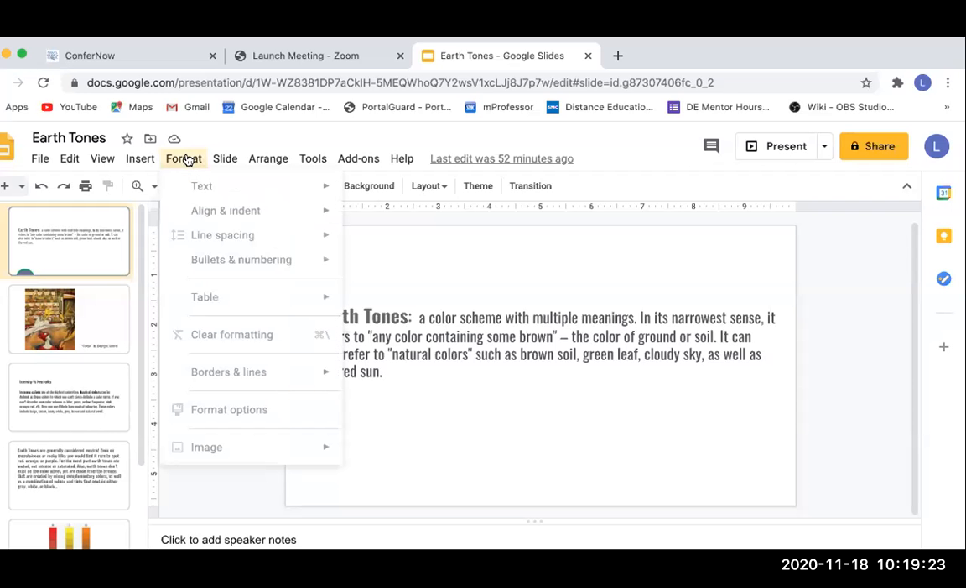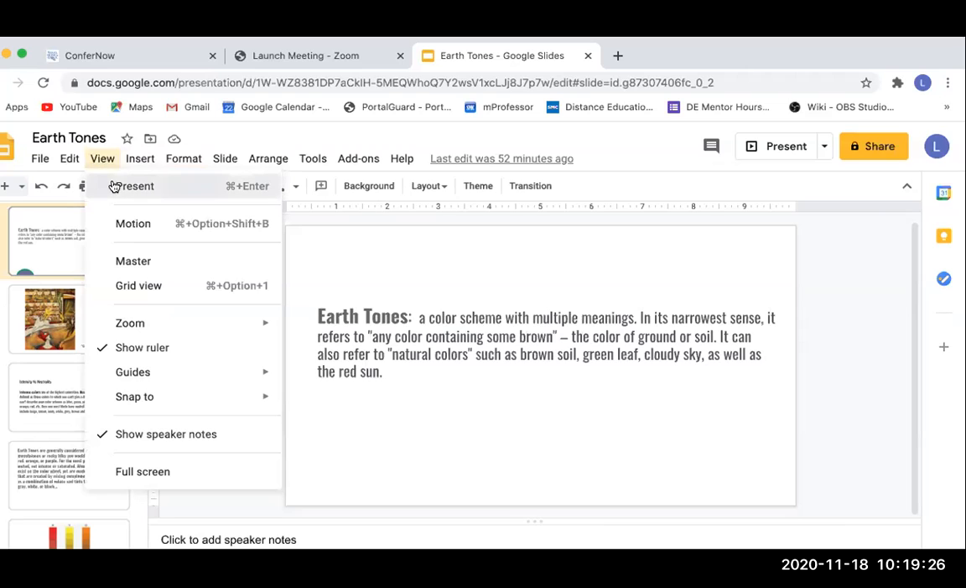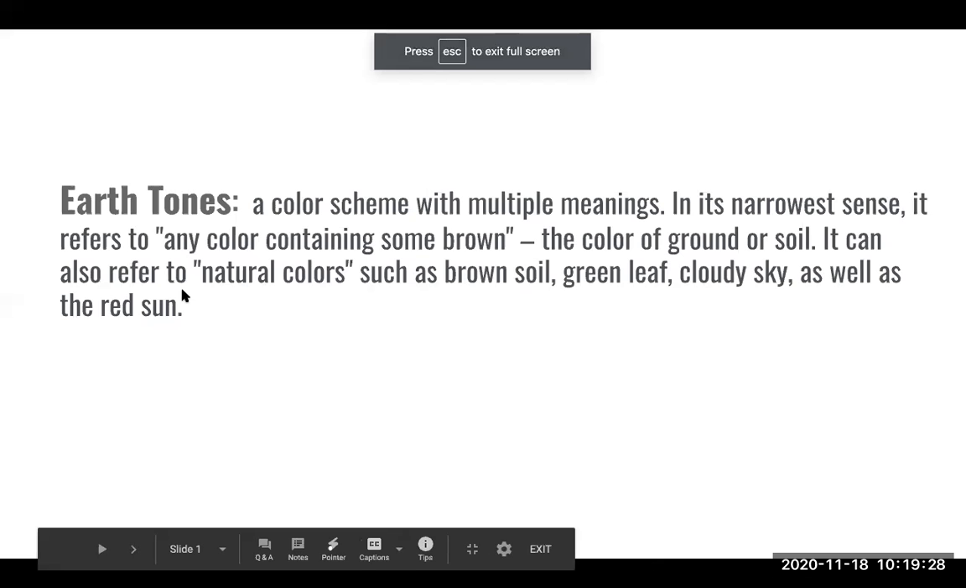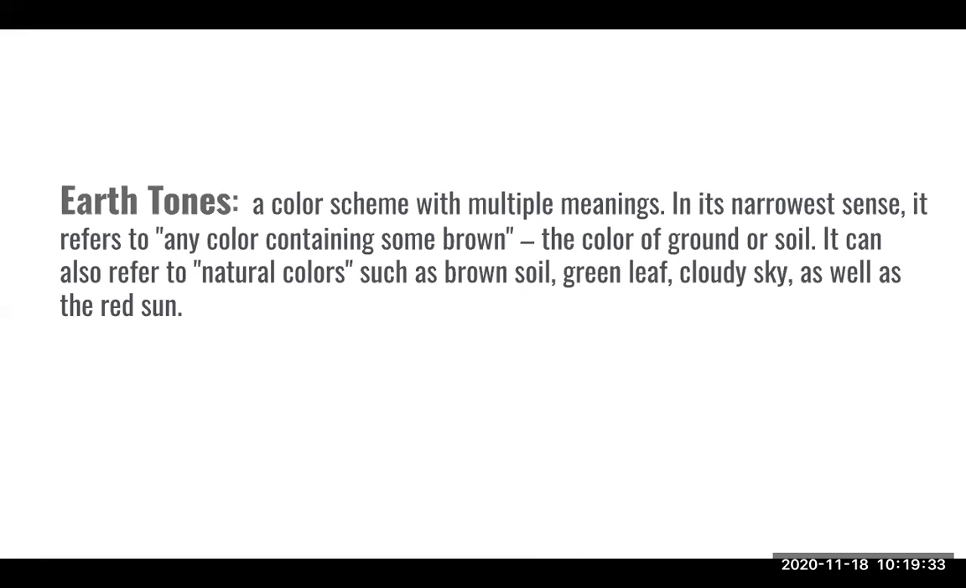All right, everyone, I have a really quick presentation for you, just covering a little bit about earth tones and pigment. So, as you probably saw already, earth tones is a color scheme with multiple meanings. In its narrow sense, it refers to any color containing some brown, the color of ground or soil. It can also refer to natural colors such as brown soil, green leaves, a cloudy sky, as well as the red sun.